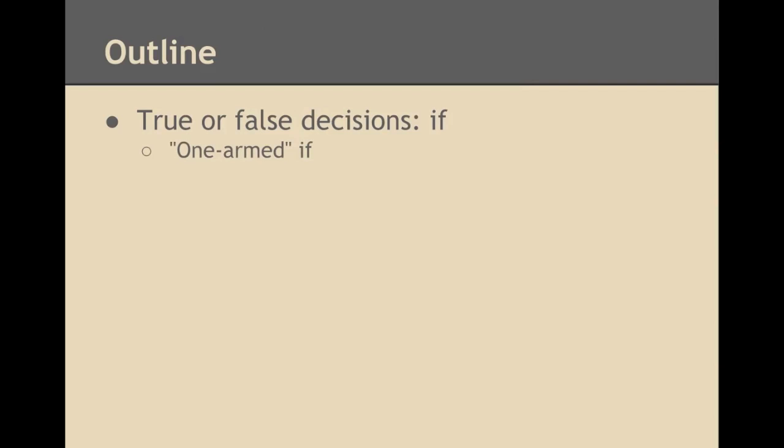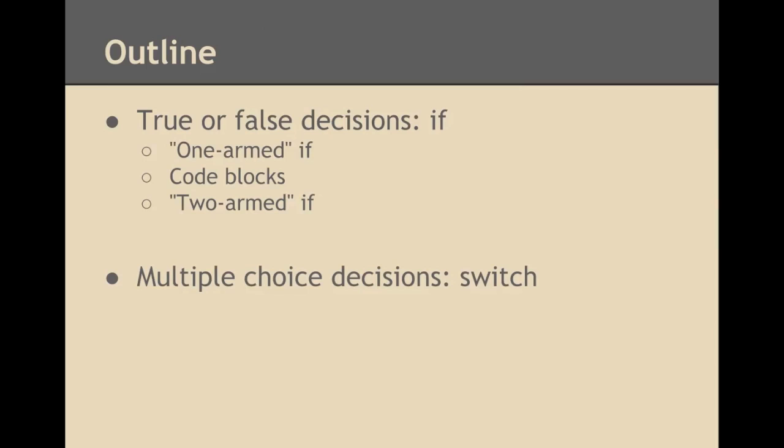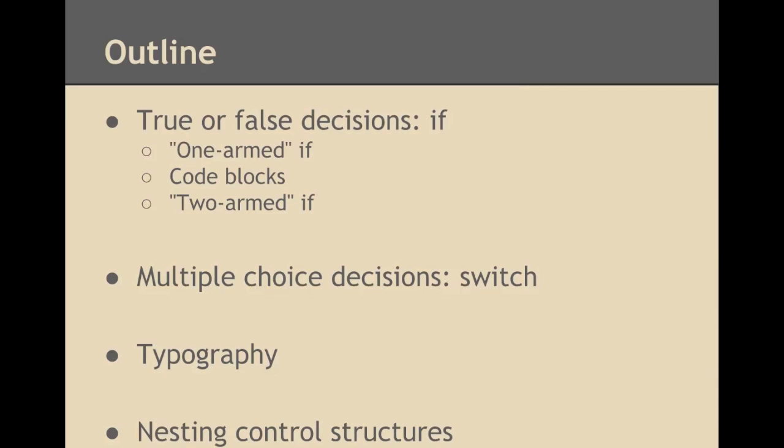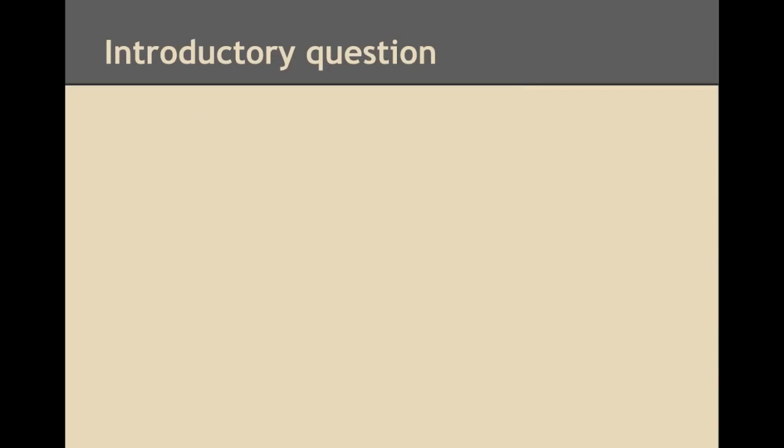We'll talk about the so-called one-armed if first, talk a little bit about coding style when we talk about code blocks, and then we'll cover the other version of the if, the two-armed if statement. Once we're done with the ifs, then we'll look at how to make multiple choice decisions with the switch statement. Then we'll cover a little bit from processing when we talk about typography, that is how to display fonts and text on our display window when we run our sketches. And we'll finish up with the idea of nesting control structures. And our crowning example for the chapter will be an MP3 player that actually plays 4 songs instead of just 1.